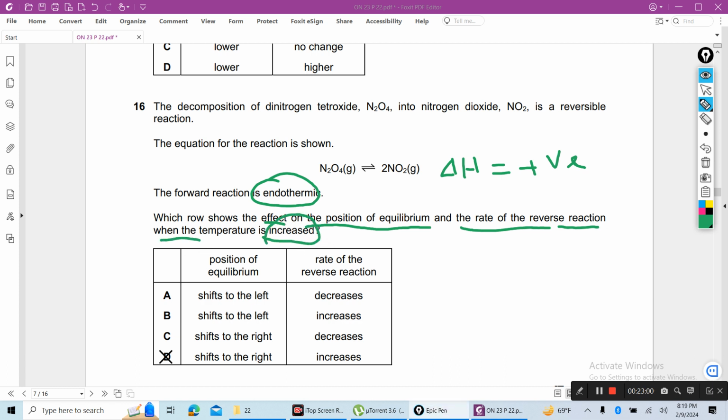Temperature is increased. As the reaction is endothermic, if you increase the temperature, the position of equilibrium moves from left to right, shifting to the right, because the forward reaction is endothermic. You are increasing the temperature, so the reaction will try to decrease the temperature. If it goes in the endothermic direction, the temperature decreases. And also the rate of the reverse reaction increases, because if you increase the temperature, the rate of the forward reaction and the rate of the backward reaction both increase. That's why the answer will be D.